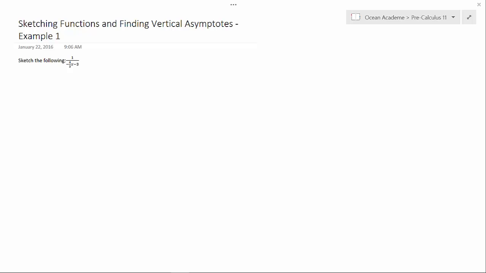Sketching functions and finding vertical asymptotes. Example 1. Sketch the following: 1 over negative 4/3 x minus 3.